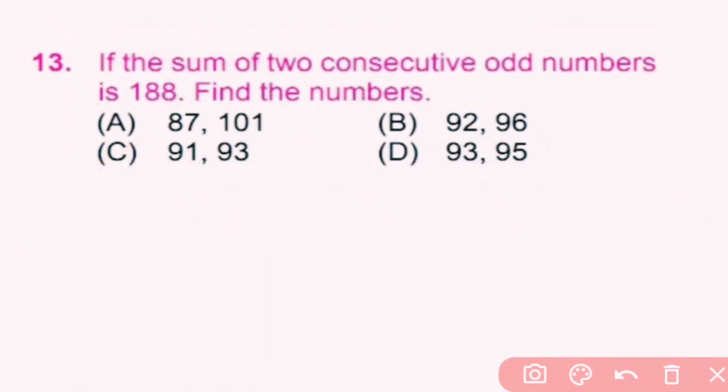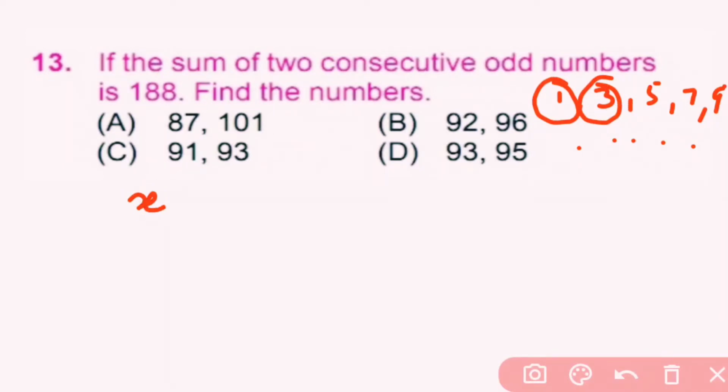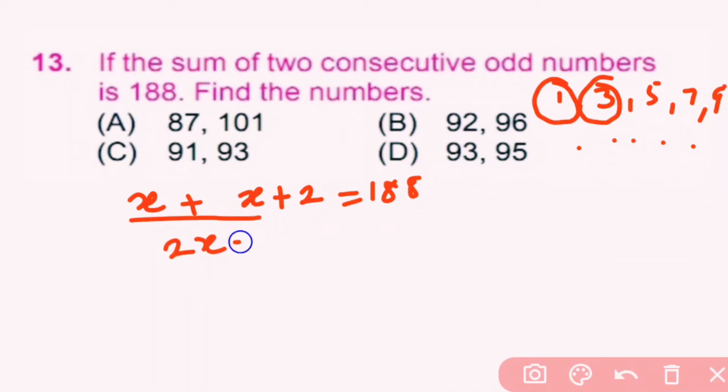Question number 13. If the sum of two consecutive odd numbers is 188, find the numbers. Consecutive odd numbers are 1, 3, 5, 7, 9 and so on. So if one number is x, then the other consecutive number is x plus 2. So x, another number is x plus 2, and their sum is equal to 188. So x plus x is 2x, 2x plus 2 is 188.